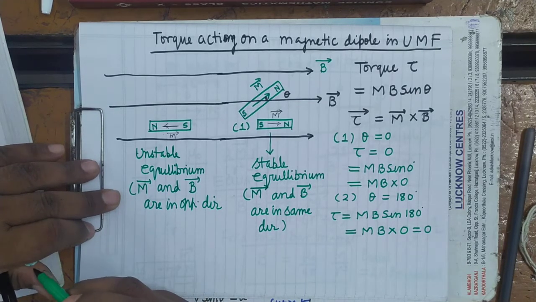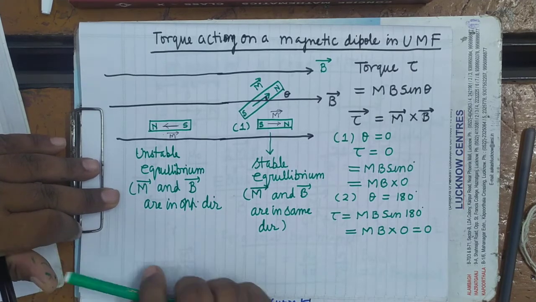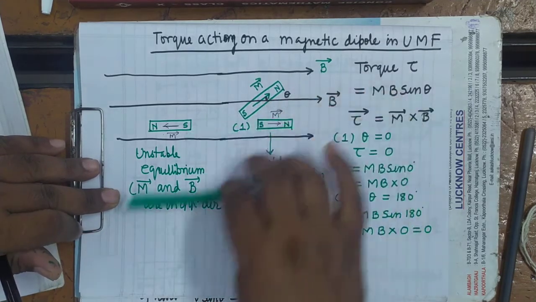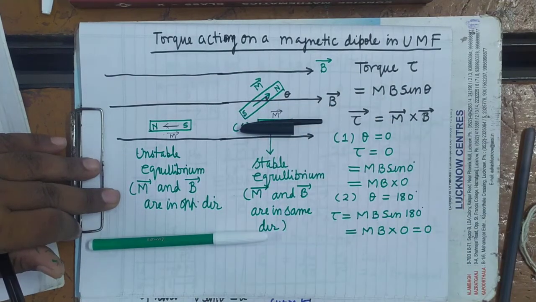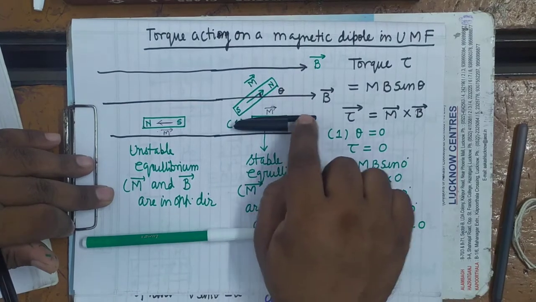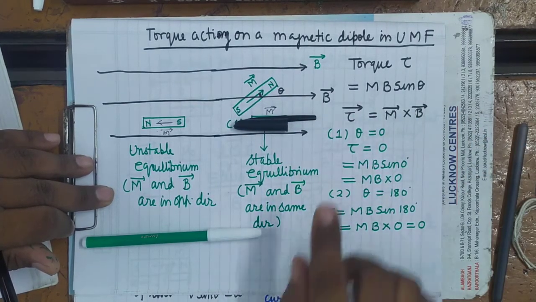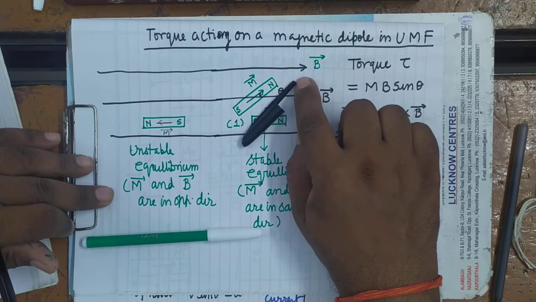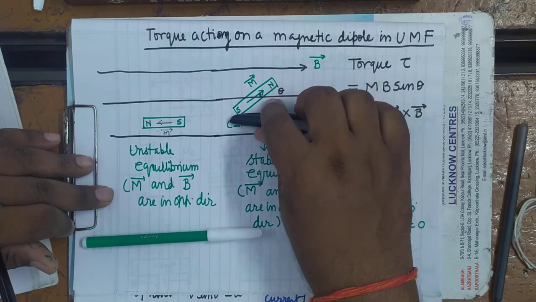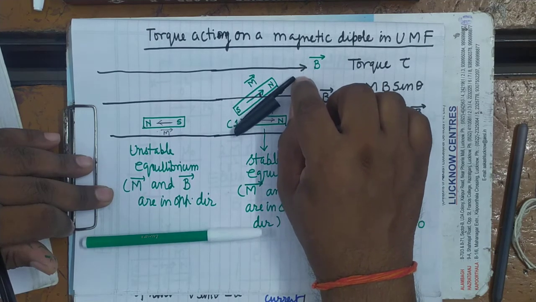Now what is the meaning of stable equilibrium and unstable equilibrium? Now you can see here, suppose the dipole is placed in this way, it is clear. Here this is the direction of vector M, so it is in stable equilibrium. Now if you apply a deflecting torque, it will come to the new position. I have applied a deflecting torque over it, it will rotate in this direction.